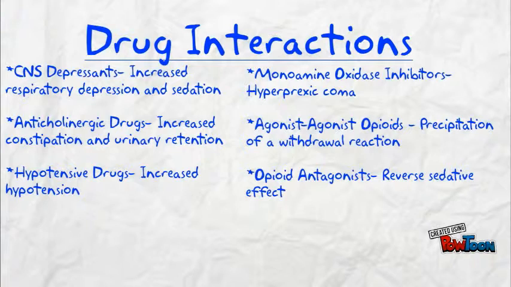There are many drugs which interact with opioid agonists. Among these are CNS depressants, anticholinergic drugs, hypotensive drugs, monoamine oxidase inhibitors, agonist opioids, and opioid antagonists.